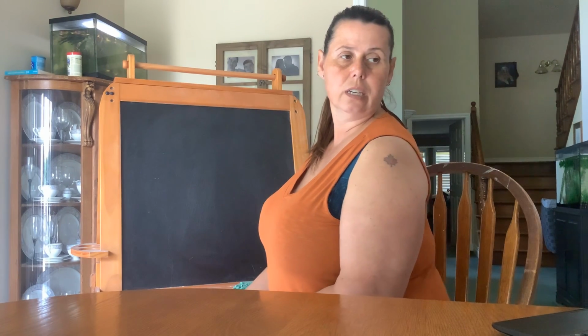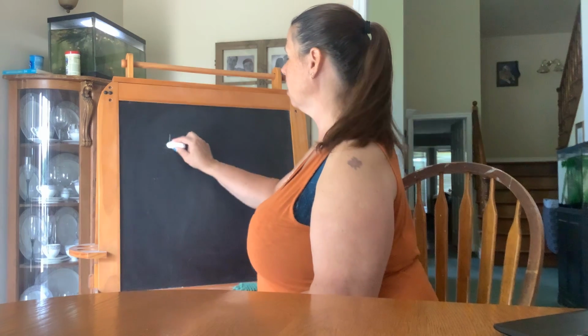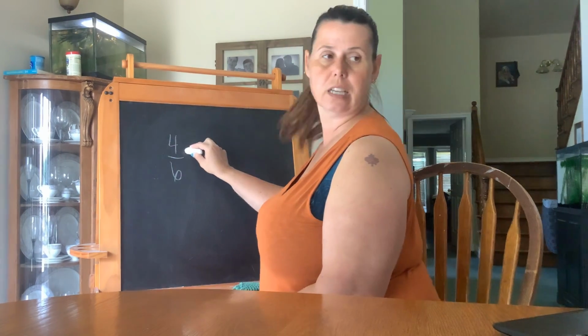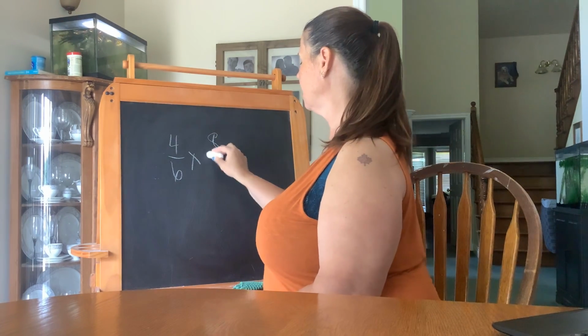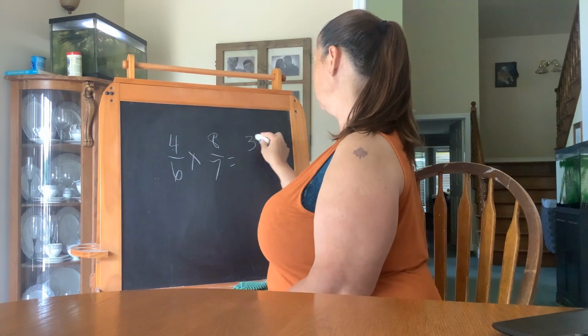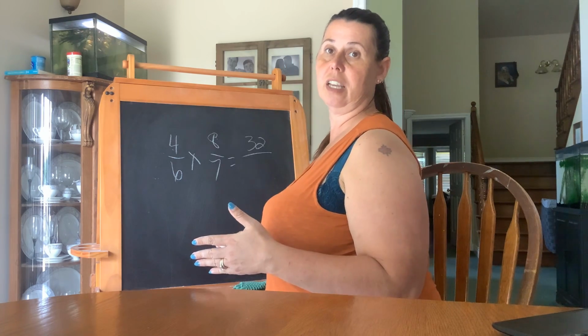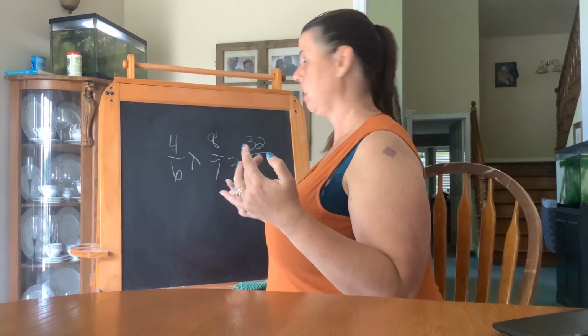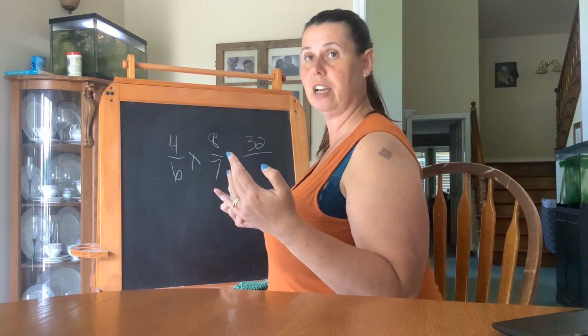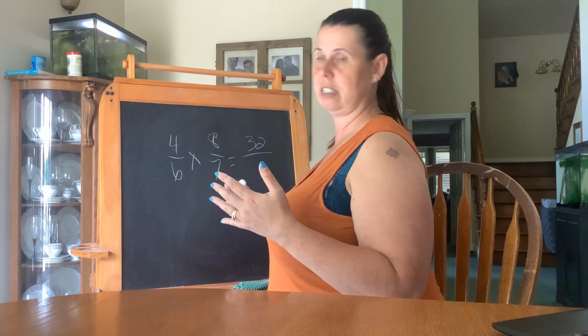Now, I'll do one more, just because I'm so generous. We'll do the last one. 4/6 times 8/7. Okay, multiply across the top. 4 times 8 is 32. Do you see how important minute math is? Literally, if you have to stop and figure out what 4 times 8 is every time, it makes math so tedious. You've got to know these facts.